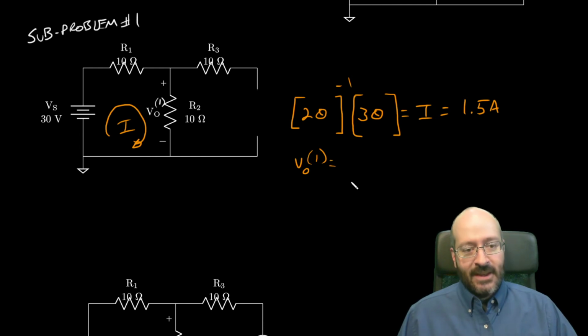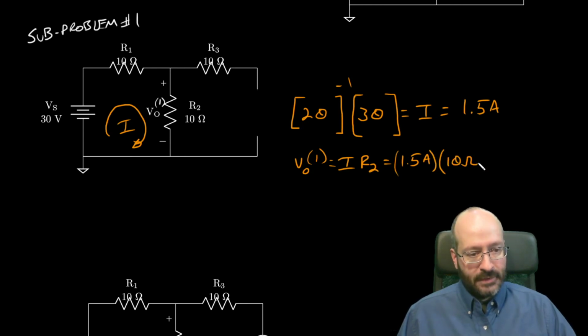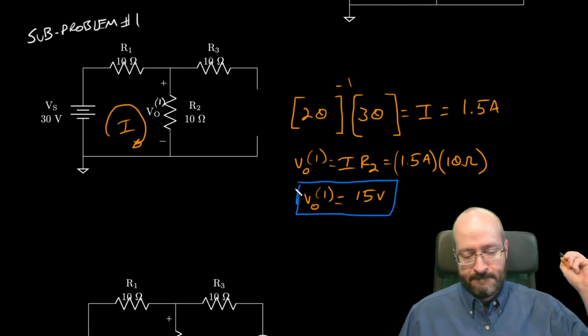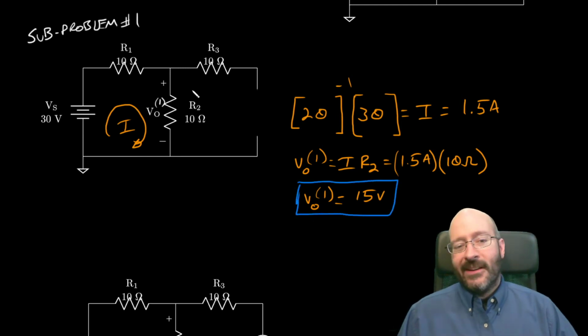That's life. To find the first part of V out, then we take I and we multiply it by R2. Okay, so that's going to be 1.5 amps times 10 ohms, and the first part of V out is going to be equal to 15 volts. Not too bad, right?